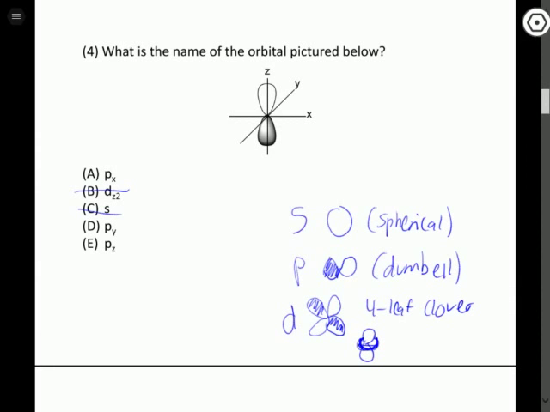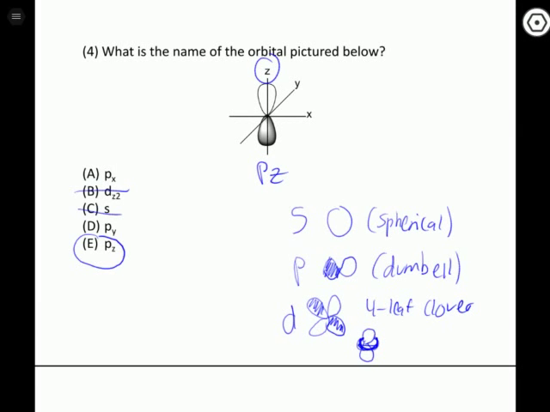Now the question is which P orbital it is. And for P orbitals, it's very straightforward. The 3 P orbitals lie on the 3 different Cartesian axes. This one is clearly oriented along the z-axis, so we call it PZ. So it's on the z-axis, we call it PZ, and that gives us choice E. All right, so you should definitely know these 3 basic shapes. We're not going to probably give you specific d orbitals, dx squared minus y squared, or dxy, or any of those, but you should know the basic shape of a d orbital, which is a 4-leaf clover.